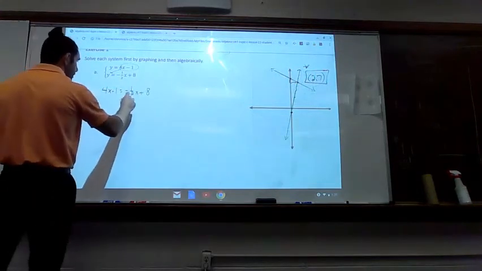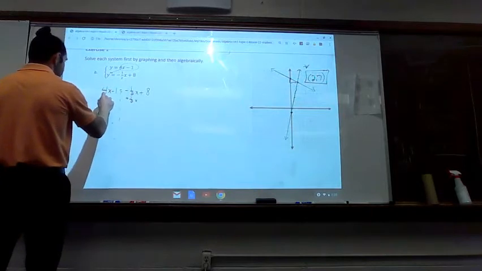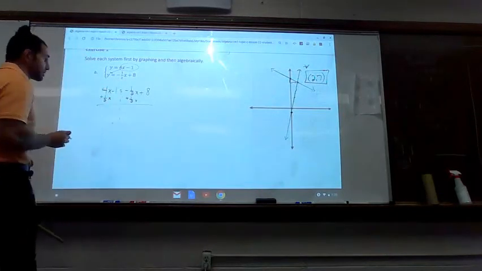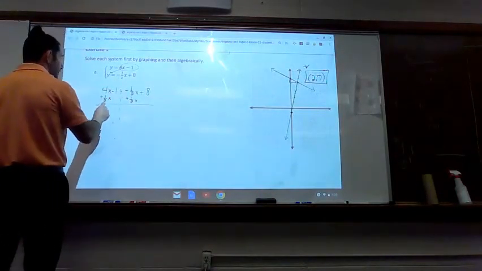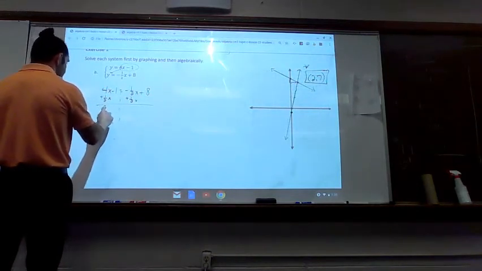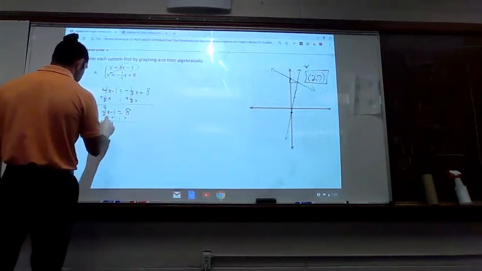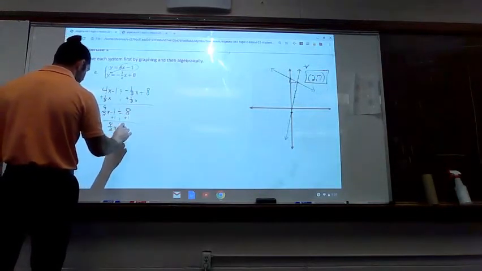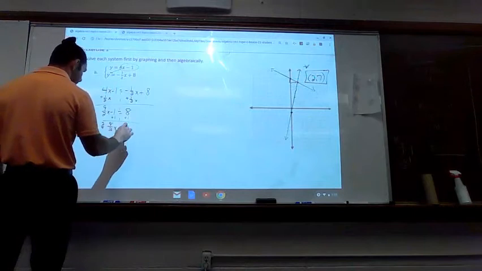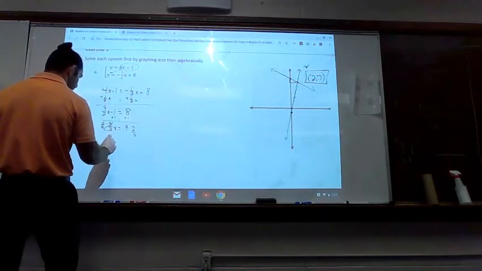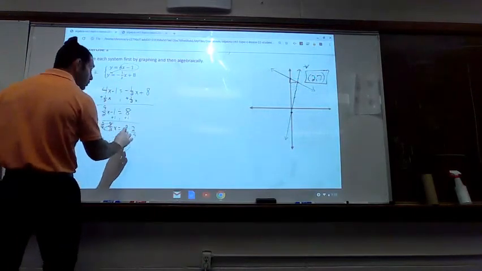Solve your equation. Add 1/2 x to both sides. And you can do that in your calculator. 4 plus 1/2, that's going to give me 4.5, which is 9/2 x minus 1 equals 8. Add 1, gives me 9/2 x equals 9. Multiply by the reciprocal, which your calculator will do. X then equals 2. Well, that matches.